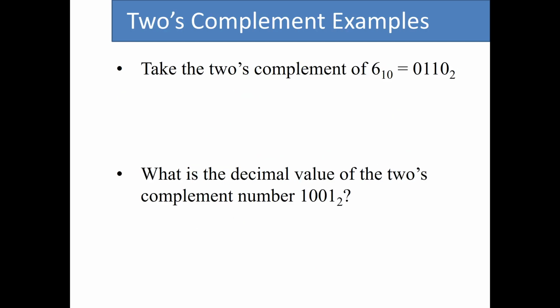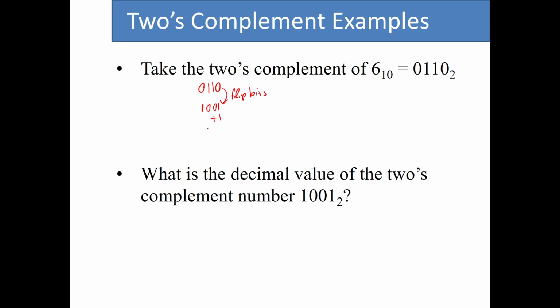Let's just take a look at another example. We want to take the 2's complement of 6, positive 6 basically. So we have 0110. The first step was to flip all the bits. So the first bit, the least significant bit, is 0. It will be 1. Then the next one is 1. It will be 0. The next one is 1. It will be 0. And finally the last one is 0, which will be 1.